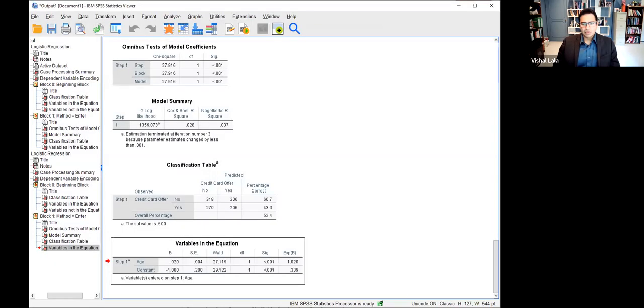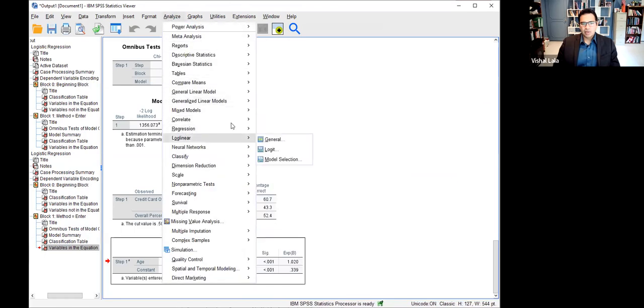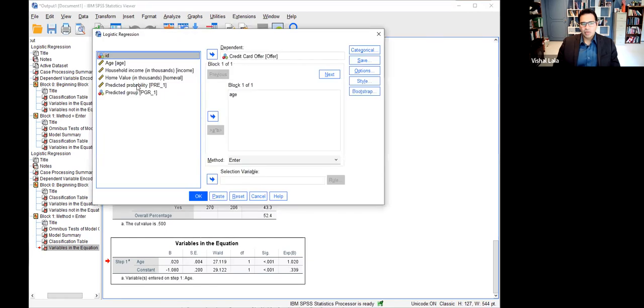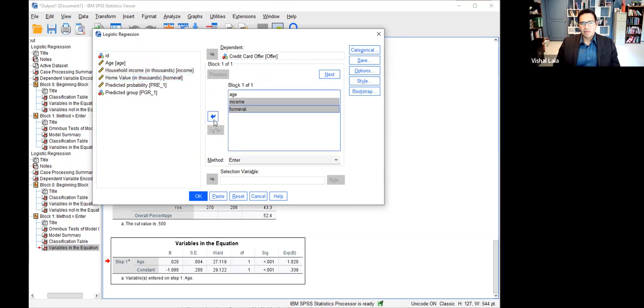So we're going to go over to Analyze, Regression, Binary Logistic. We're going to add on two more variables to what we had before. We had before just age. Now we're going to bring in income and home value into this model. Therefore, we're examining the effects of age, income, and home value on somebody's likelihood of accepting a credit card offer.